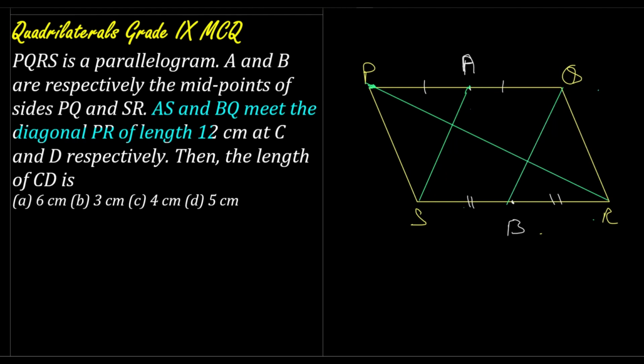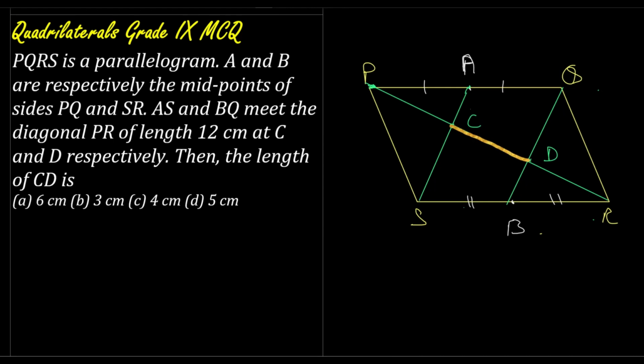And they are meeting at point what? At points C and D. So the first must be C and this must be D over here. Then the length of CD is what we have to get. This length CD. That means we need to get the length of this CD.